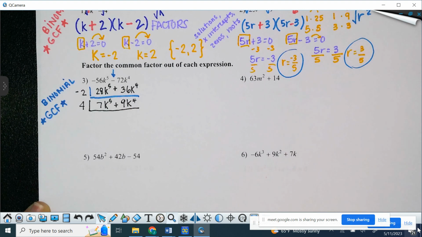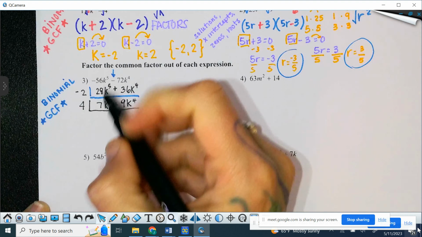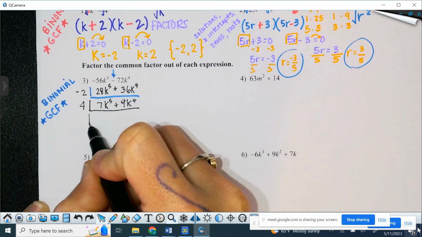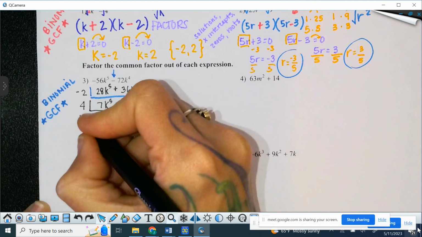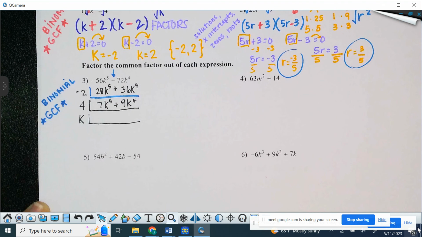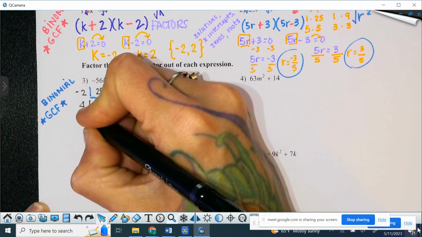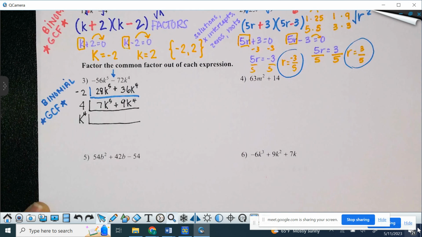So we're going to move on down the line to our k's, so to our variable. So we know we're going to pull out a k because there's a k in both. What's the lowest exponent in these two terms? Between the two terms, the lowest exponent, 4. So we're going to pull out 4 k's at one time. Whatever the lowest exponent is, you know there's at least that many.